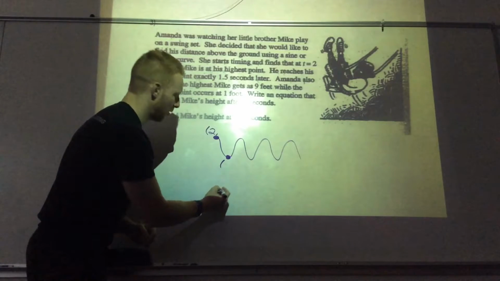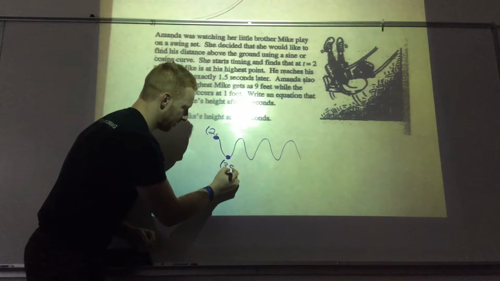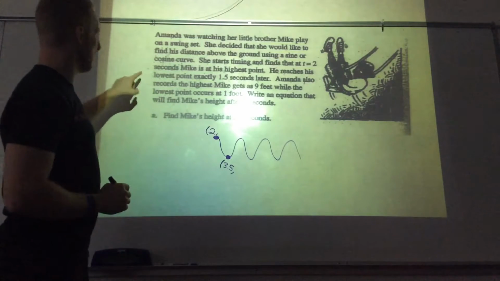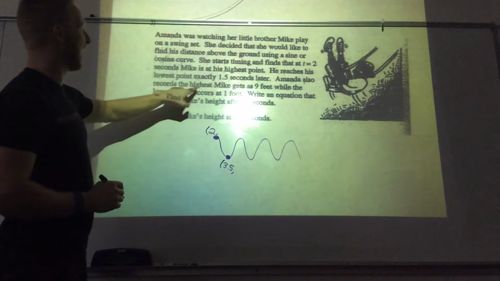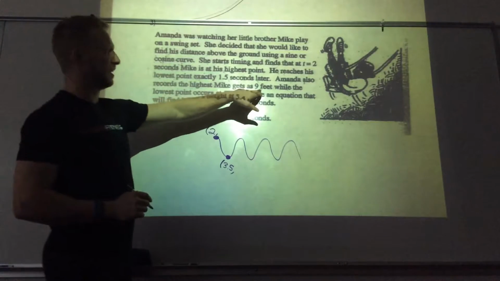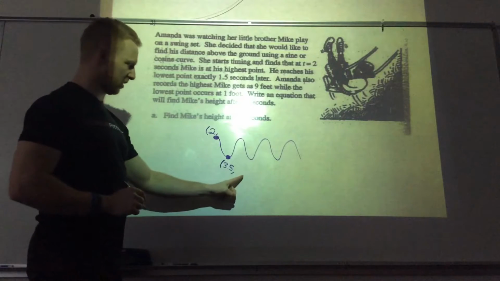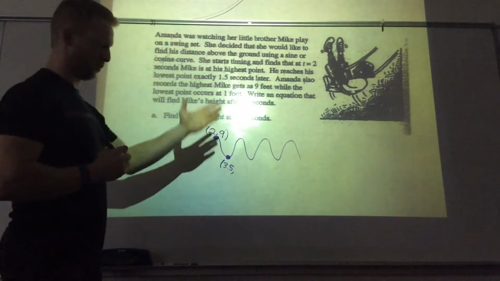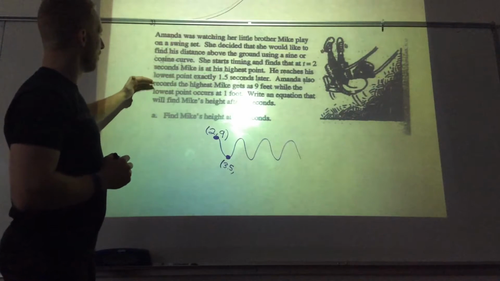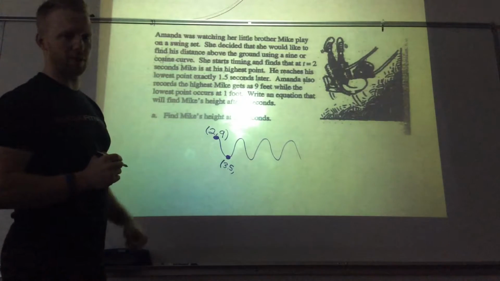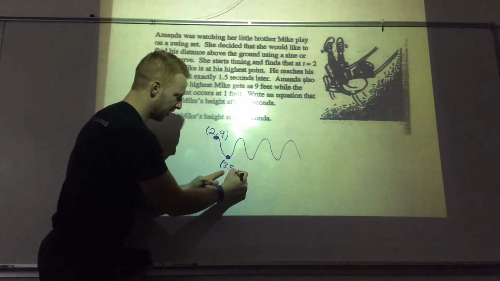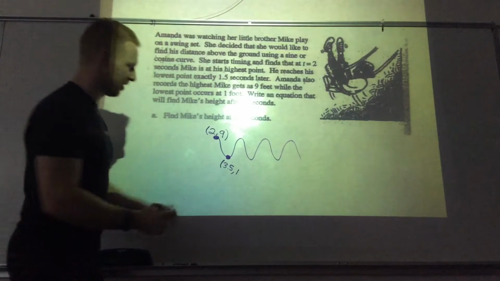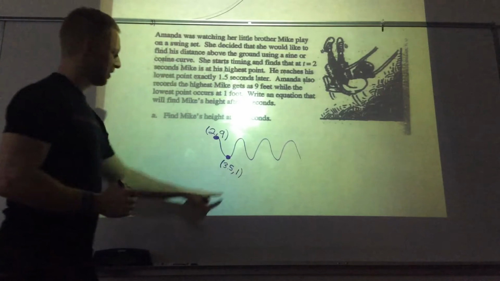Well, 2 plus 1.5. Don't need a calculator for that one. Some of you guys might. But that's 3.5. Amanda also records the highest that Mikey gets is 9 feet. So not the lowest, the highest is 9 feet. So he's right there, 2, 9. Well, the lowest occurs at 1 foot. So when he's here, he's at 1 foot. There's some space between the ground and him at the bottom, so it's starting at 1. Don't do 0. It'd be 1.